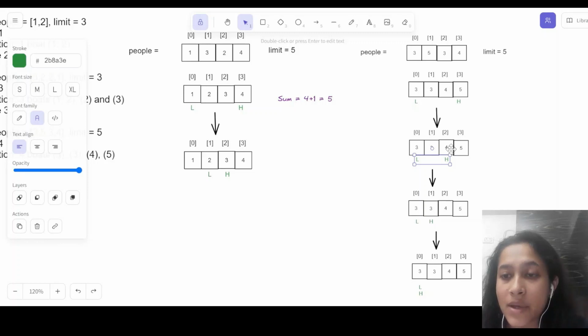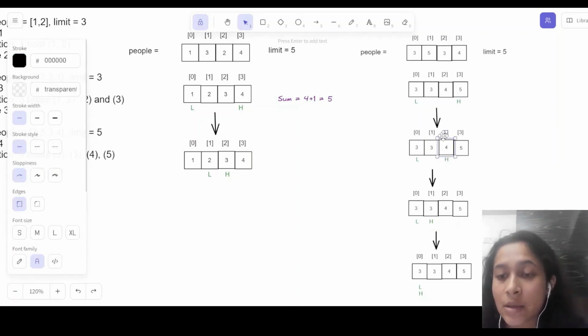Next, our pointers are pointing to 3 and 4. So what is the sum? It's 7, which is again greater than 5. So we will again decrement our H. We will let a boat carry the person with weight 4. Now 3 plus 3 is 6. This is also greater than our 5. So we will let another boat carry the person with weight 3.